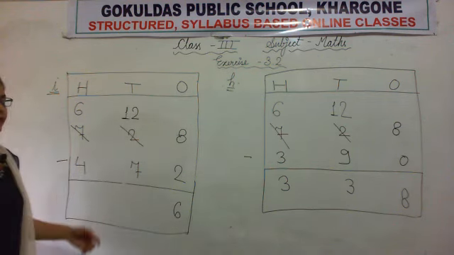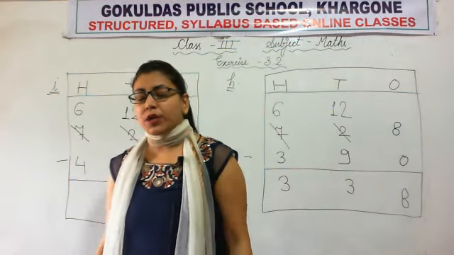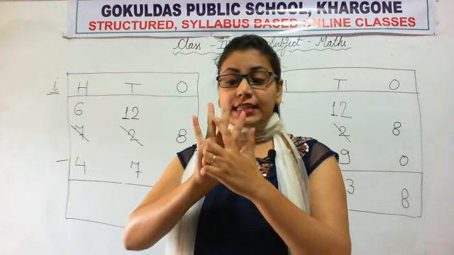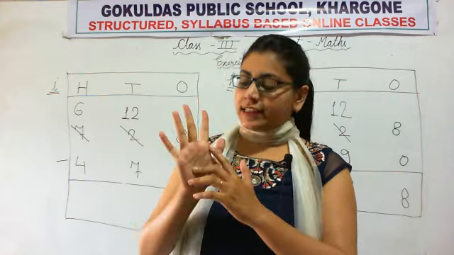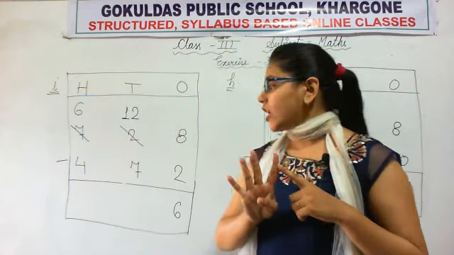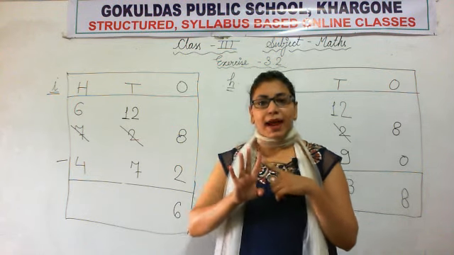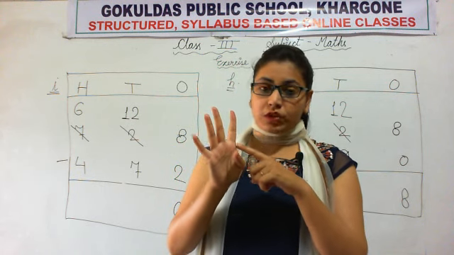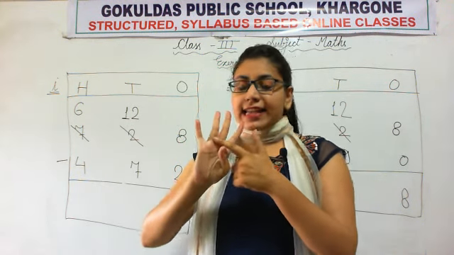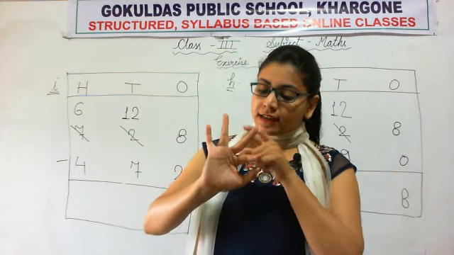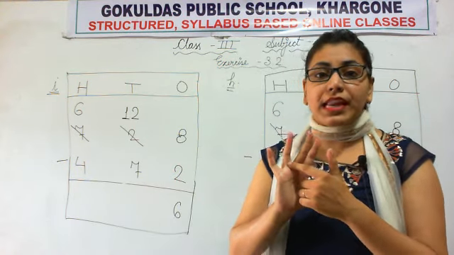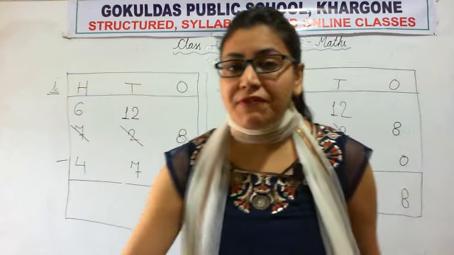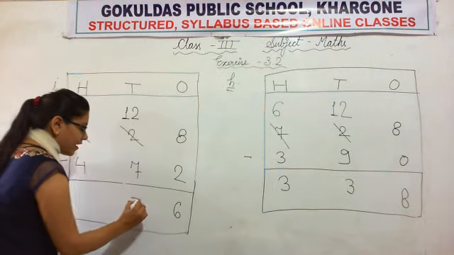So 12 minus 7. Now we can remove 7 from 12. First of all we'll count 12 finger marks: 1, 2, 3, 4, 5, 6, 7, 8, 9, 10, 11, 12. Till here we have counted 12 finger marks. Now minus 7, so we will count backward 7 times: 1, 2, 3, 4, 5, 6 and 7. Now we will count the remaining finger marks: 1, 2, 3, 4, 5. 5 finger marks, so we will write the number 5.